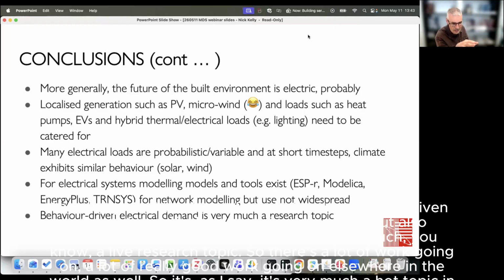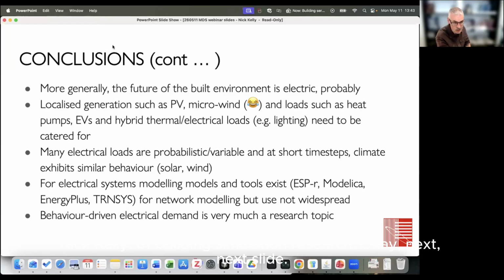And this idea of behaviourally driven demands, particularly electrical demands, but also incorporating things like hot water, is very much a live research topic. So there's a lot of really good work going on elsewhere in the world as well. So, as I say, it's very much a hot topic in terms of building simulation research.